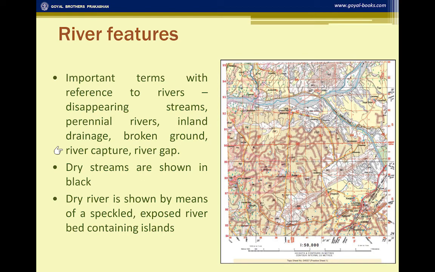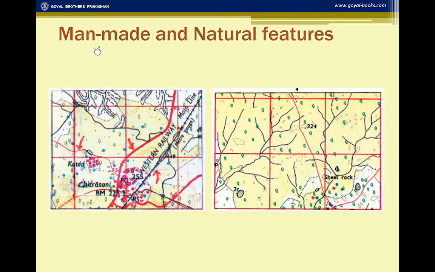River capture and river gap. This is one of the reasons sometimes connected with river erosion but may not be seen in this dry region. Dry streams are all shown in black. See, all these rivers are dry and they are shown in black. That means that this whole area gets seasonal rainfall.